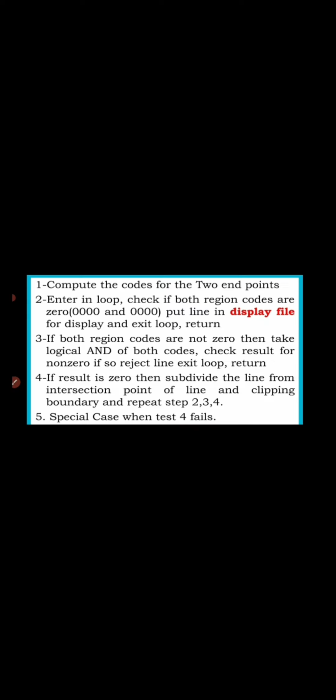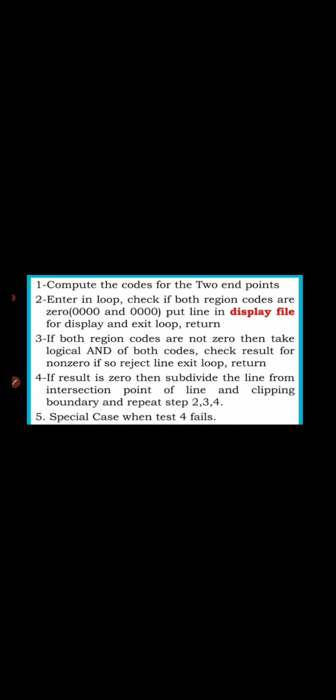Then we have to check the algorithm. The algorithm says: compute the codes for the two end points. We have to check which of the 9 regions each end point is in and assign the codes. Then we start the loop to display or discard all the lines of the scene. We enter the loop and check if both region codes are 0. If both ends are 0, the line is totally inside the window, so move it to the display file to display, and exit.